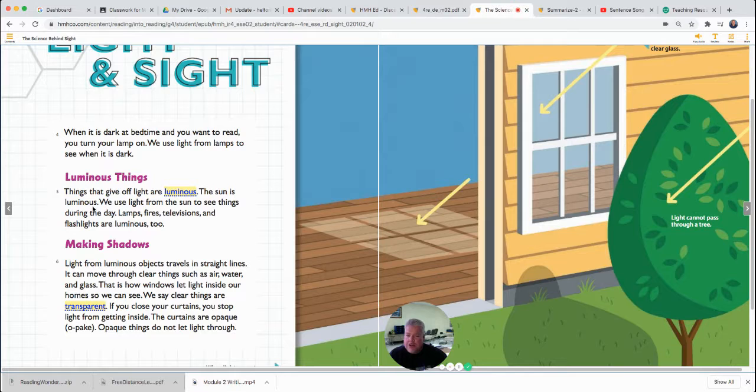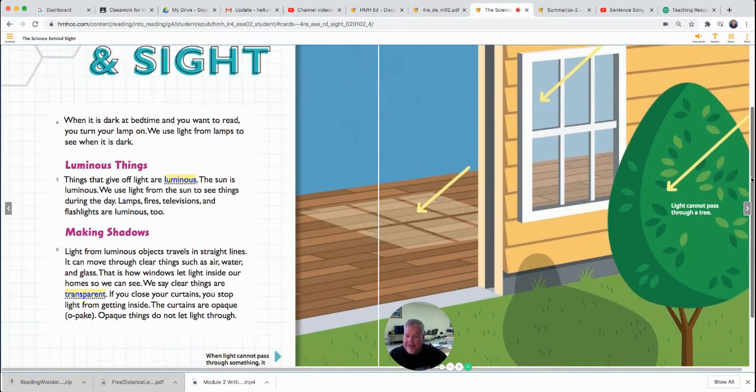The sun is luminous. We use light from the sun to see things during the day. Lamps, fires, televisions, and flashlights are luminous too. I use my flashlight on my phone sometimes, don't you? It's luminous. It gives off light.